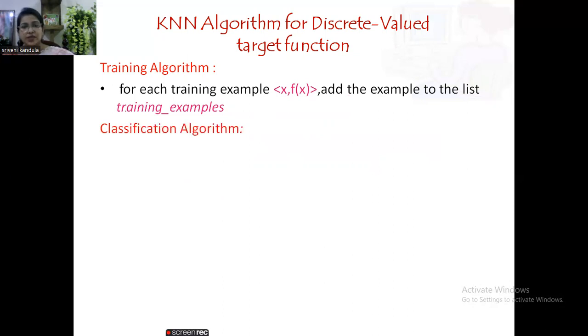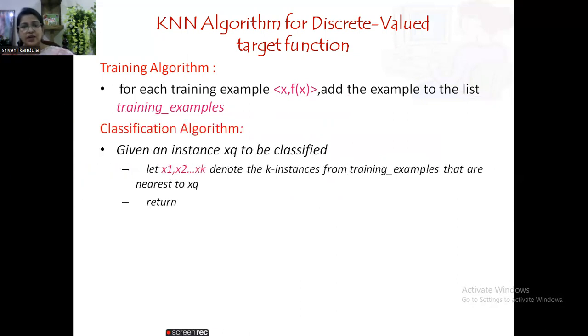Now comes the classification algorithm. Here, given an instance xq, this is the new instance that is to be classified. Let x1, x2, ..., xk denote the k instances from the training examples. We have already saved the training examples, right? So from these training examples, we are retrieving only the k instances that are nearest to xq.